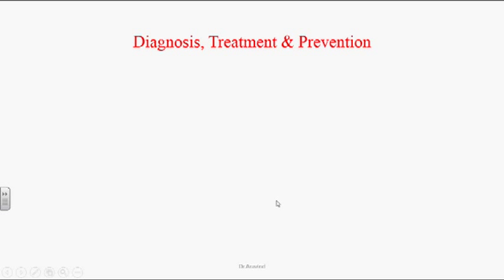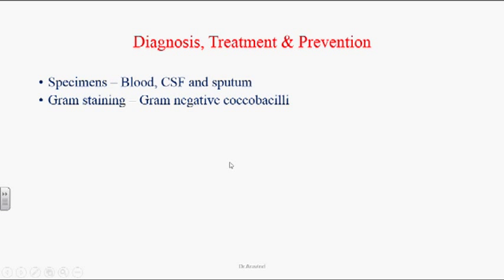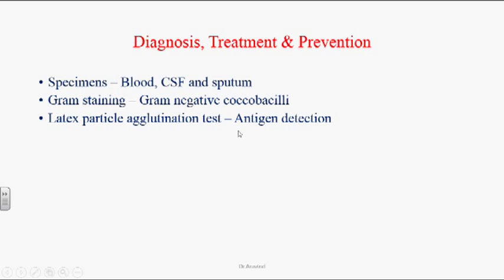Diagnosis, treatment, and prevention. The specimens for diagnosis are blood, CSF, and sputum. By doing Gram staining, we can see these organisms as gram-negative coccobacilli. And for rapid diagnosis, we can use the latex particle agglutination test. We can find the antigen.